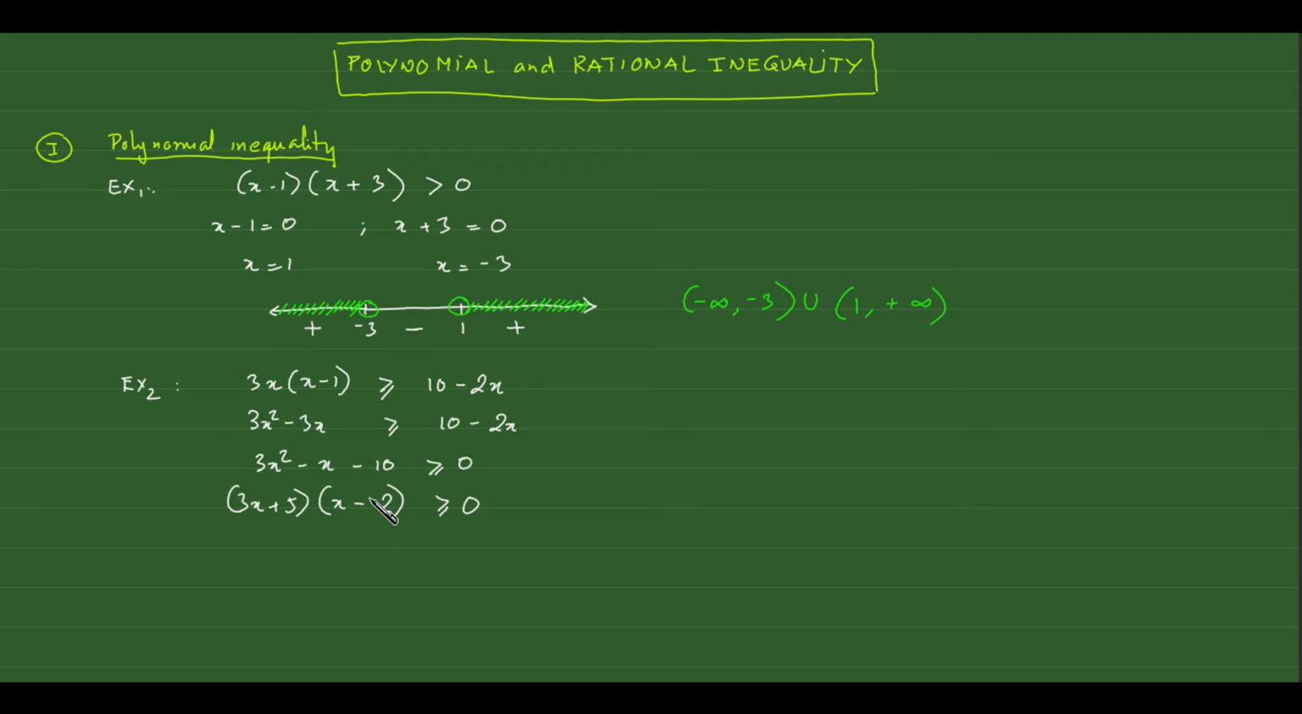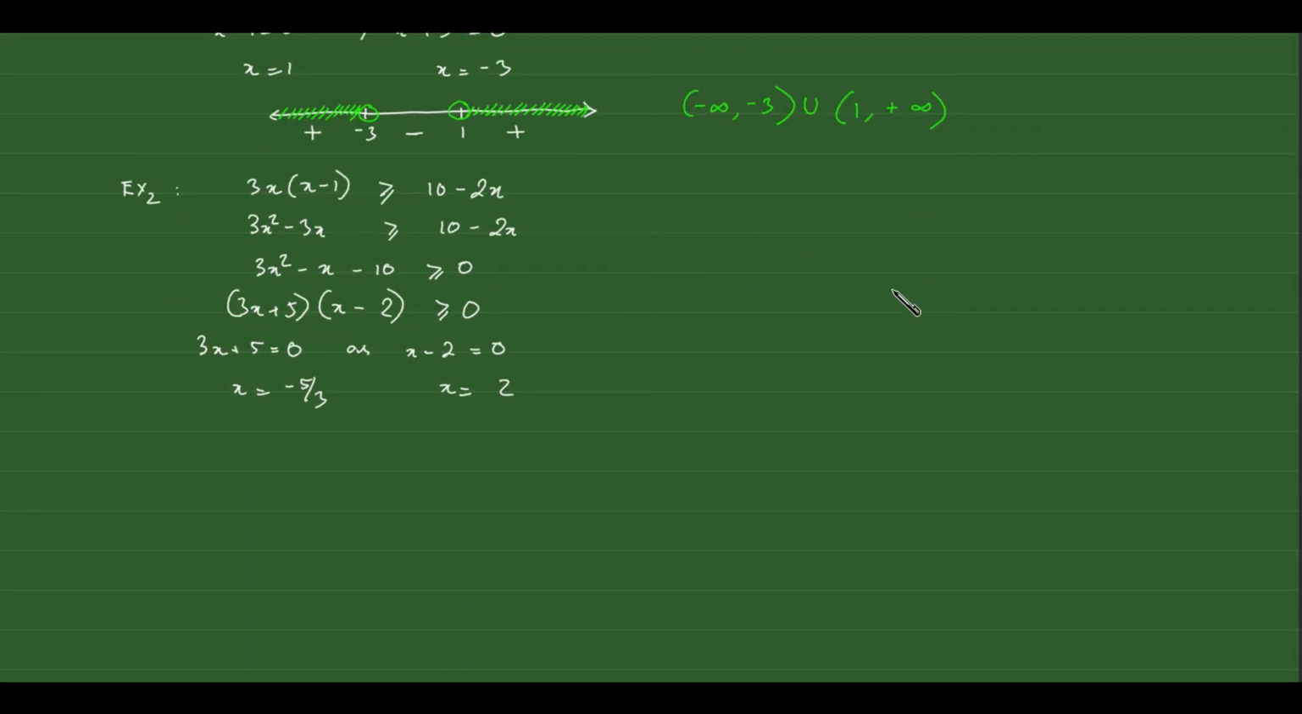Okay, right? So now we factor them, and now we're gonna go ahead and show the values we're gonna put on the number line, which is x equal to -5/3. We're gonna put on the number line x equal to 2. All right, now go ahead and put on the number line.